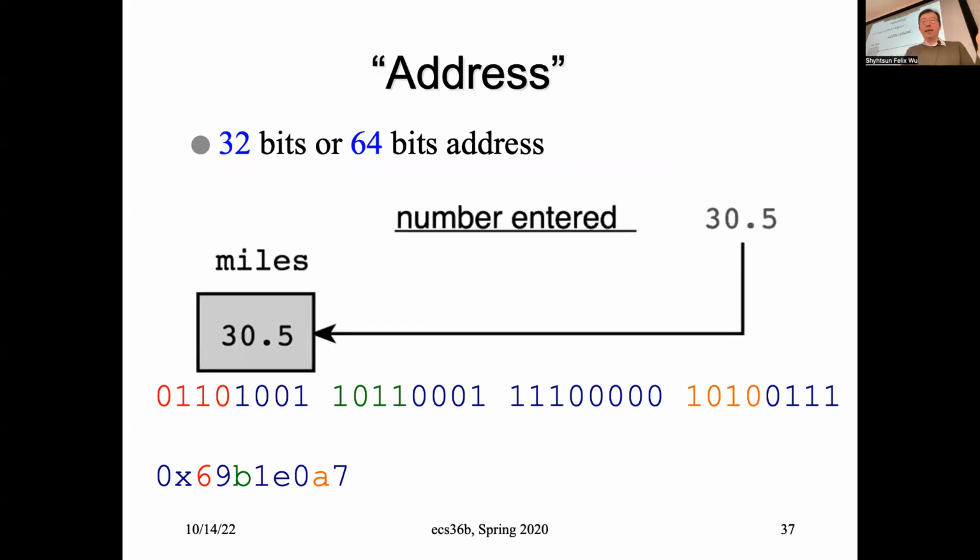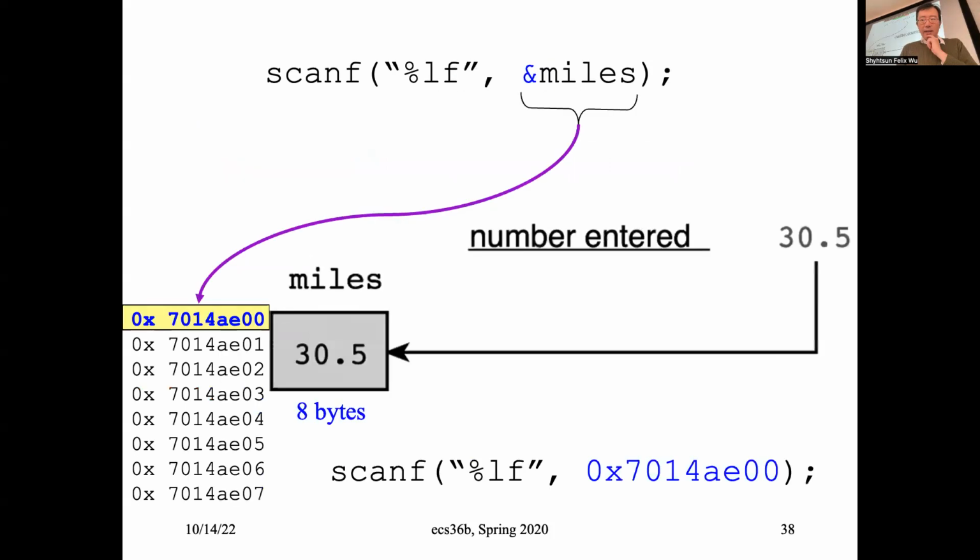And then we have 32-bit versus 64-bit. I'm not going to go into the detail, but essentially if I'm going to put into a double, a long floating point, typically in a modern system, that means 8 bytes. A double means double precision floating point, and that's 8 bytes. So just like malloc, the same interface, I'm providing ampersand miles, I give this address 0x, the first byte of the address.